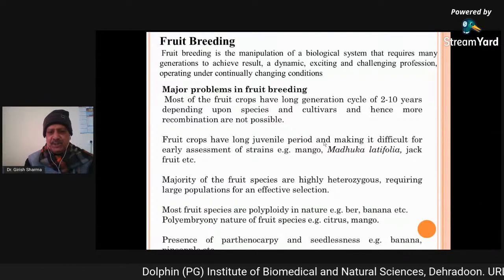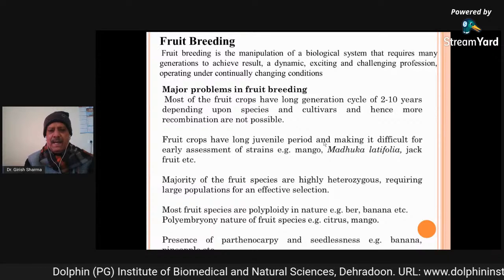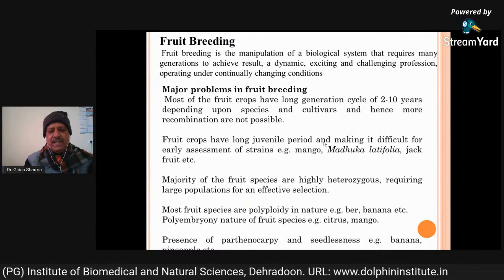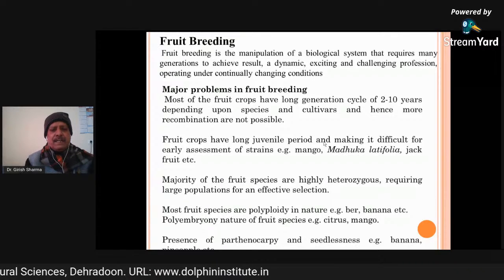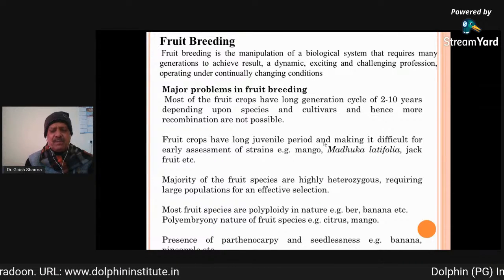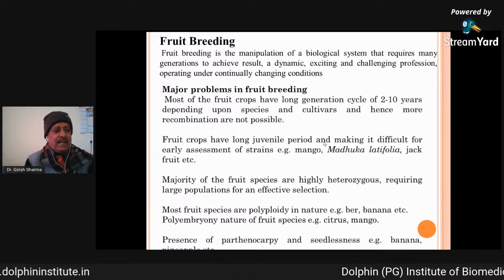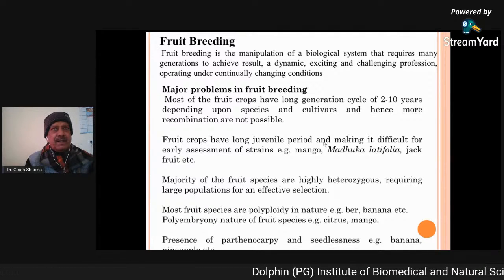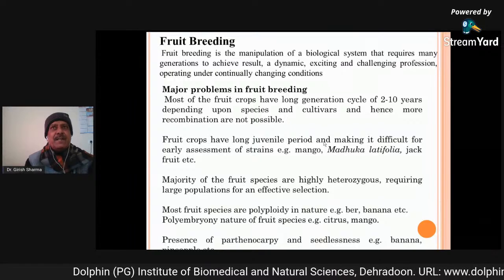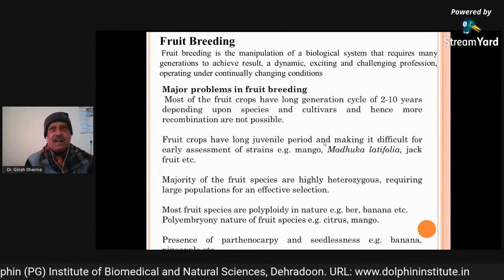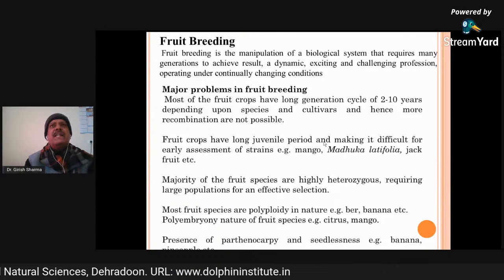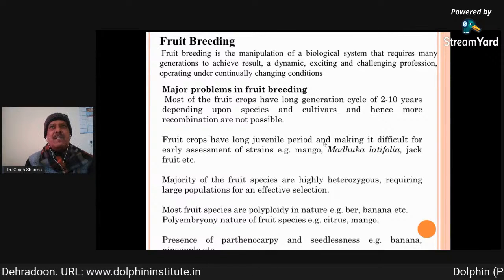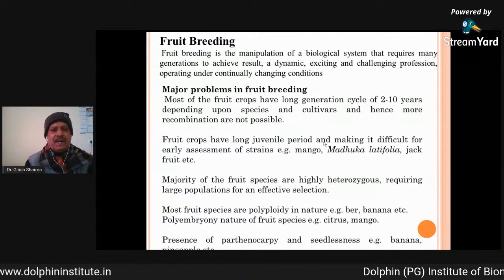A number of species are polyploid and polyembryonic in nature. They also hinder the fruit breeding process. Then the presence of parthenocarpy, of course, is required, but from the breeding point of view it is considered a negative trait, because very few seeds are obtained, and since the progeny is very limited, selection becomes very difficult.